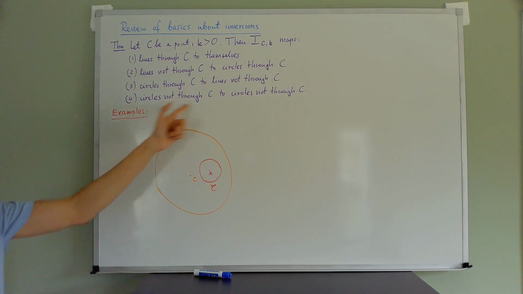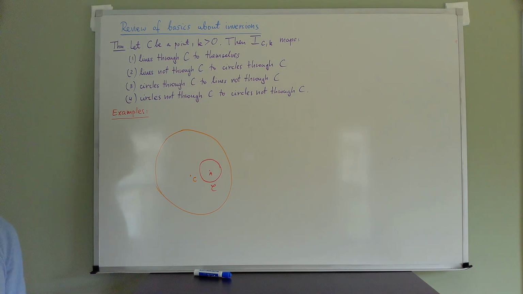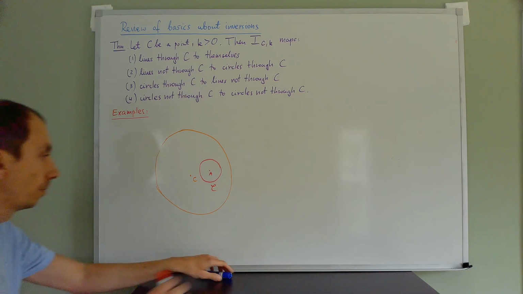So I know already by 4, I'm not going to go through the proof of this, that the image of this circle calligraphic C is another circle that does not go through this point C. But where is that other circle?